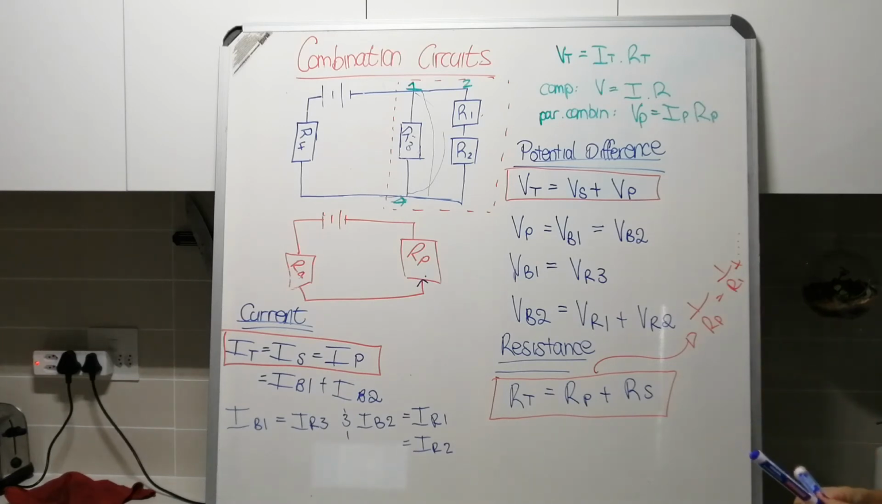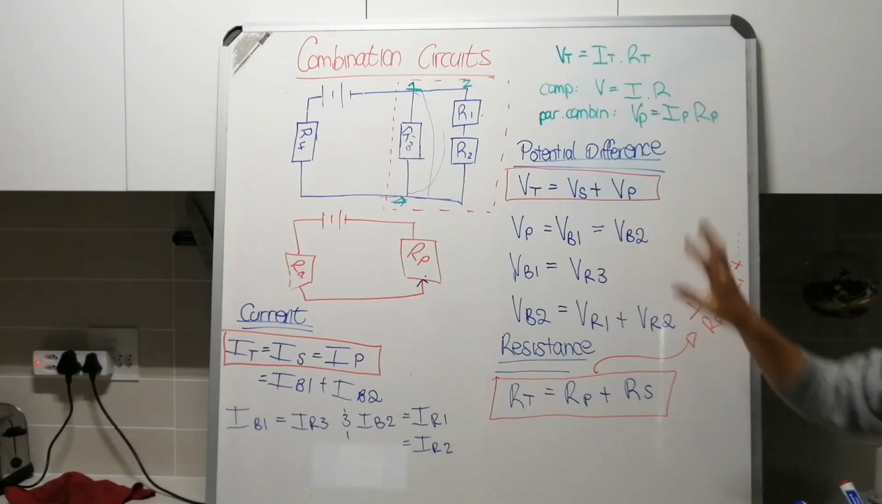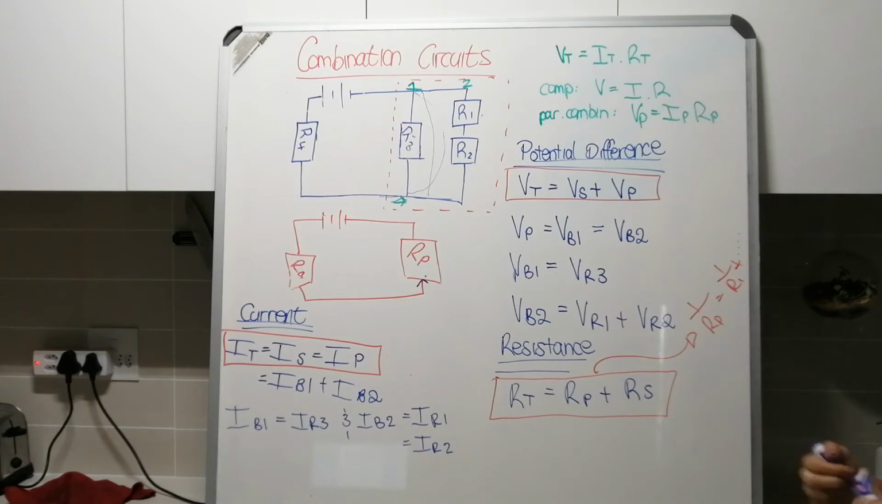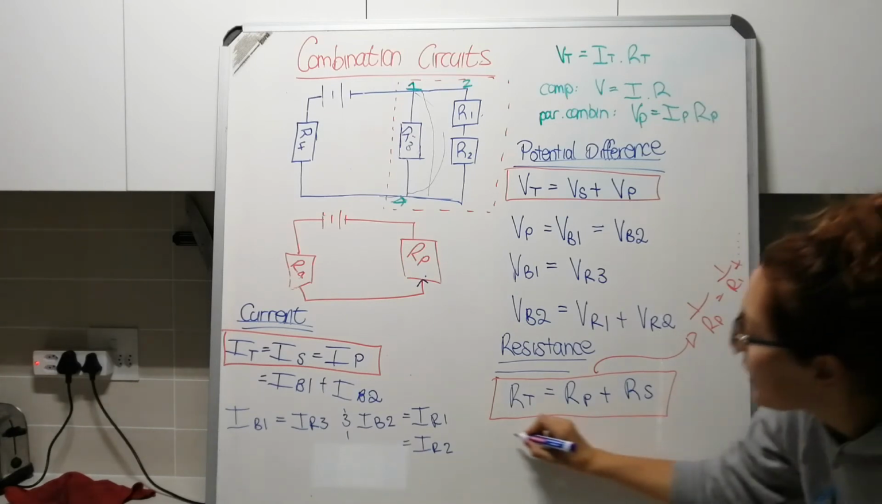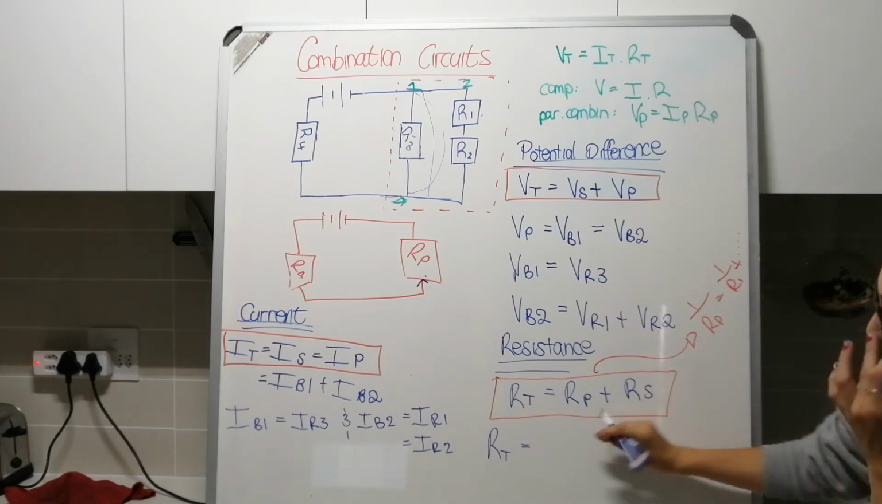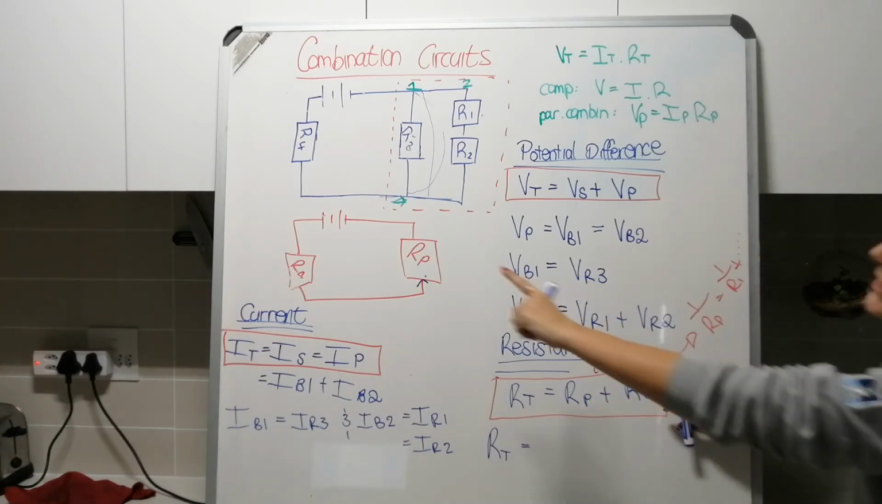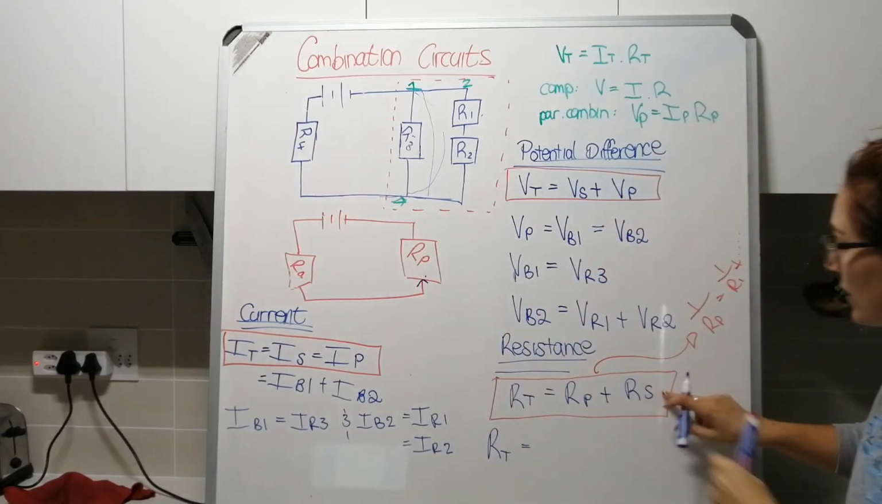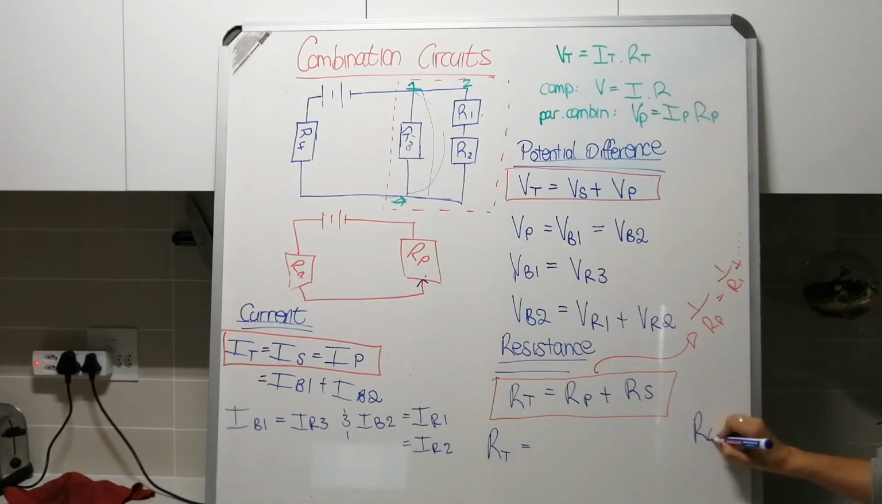So when you take this, which is always true, and you expand it for your specific circuit, R total equals, I'm going to leave a gap for R parallel, plus R series. This is R4, right? That's the only resistor in series.